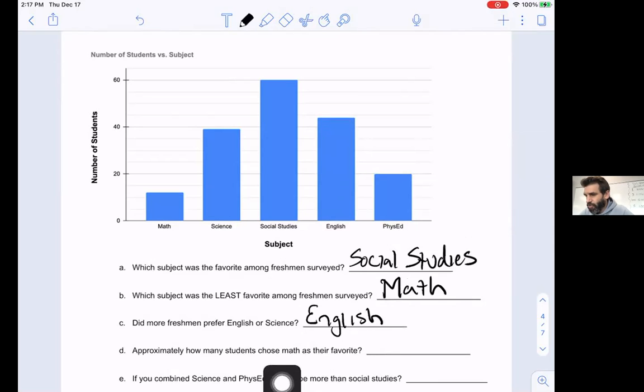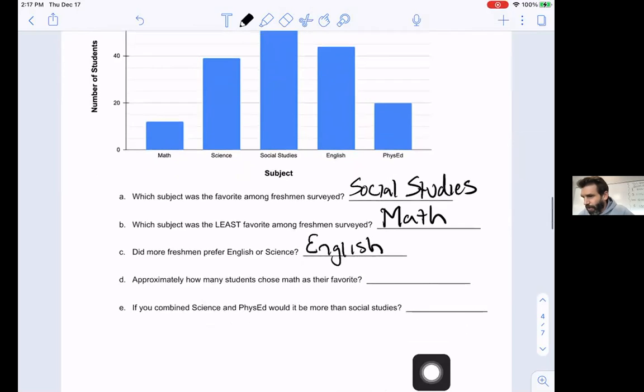Approximately how many students chose math as their favorite? So we looked at this before, but let's look a little closer here. Each of these grayish lines, I see that's 5, 10, 15, 20. So I think that this is almost halfway, but not quite. So 5, 10, I'm going to call that 12.